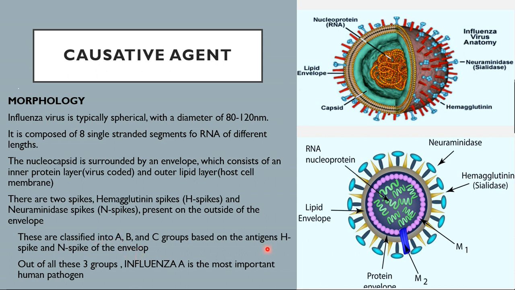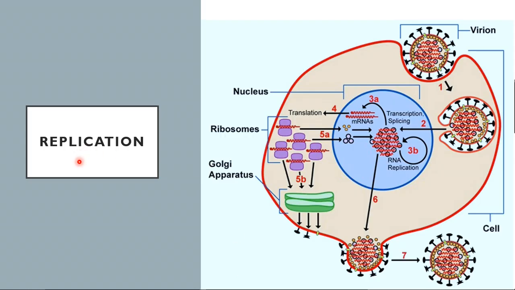Then as I told you, we have three types of influenza depending upon their antigens, the H spike, that is hemagglutinin spike, and the neuraminidase. These influenzas are classified into three types: influenza A, influenza B, and influenza C. Out of the three groups, influenza A is the most important human pathogen. So let's move to the replication.